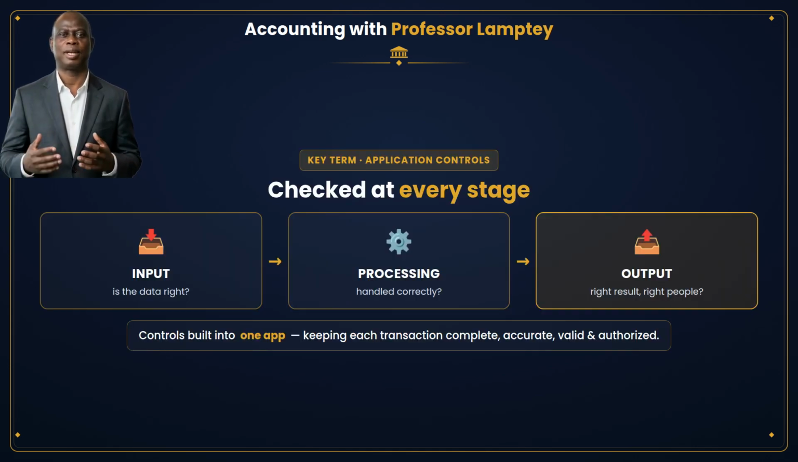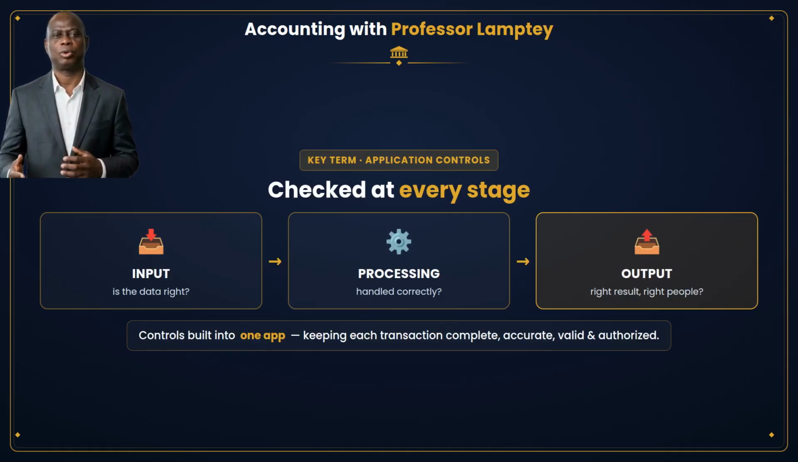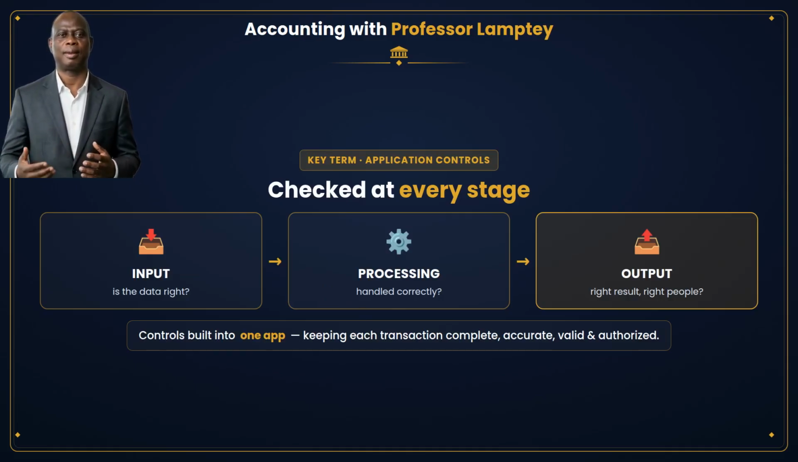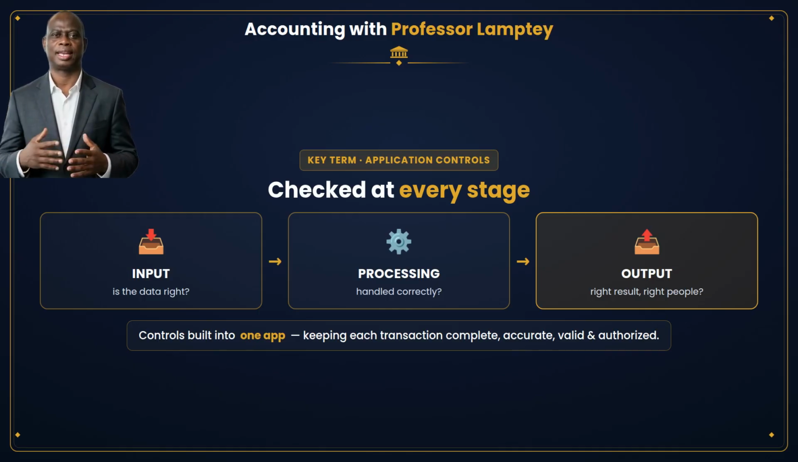Let's define it. Write this down. Application controls are the controls built into a single application to make sure each transaction is processed completely, accurately, and only when it's valid and authorized. General controls guard the whole environment. Application controls guard what happens inside one app. So let's follow a single transaction the whole way. Our $10,000 customer invoice, entered into the sales system. It moves through 3 stages: input, processing, and output, and we check it at every one.